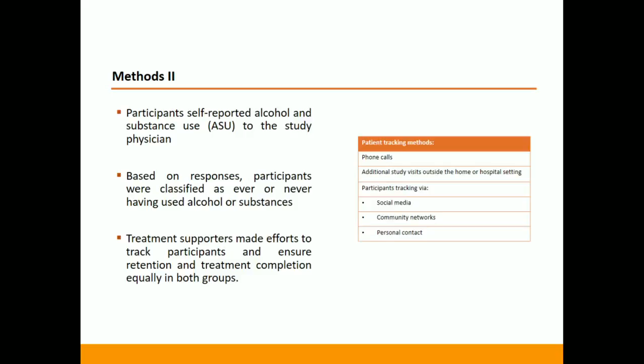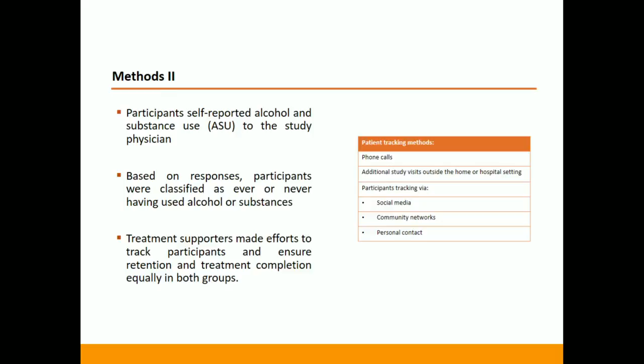We identified in the analysis those participants that self-report alcohol and substance use, that we call ASU now, through an interview made by physicians at the clinical site where we implemented the study. And based on the response they provided, we classified the participants in two different groups: ever consume alcohol or any substance, or never consume alcohol or any substance. And we implemented some support, increasing some effort to track the participants and ensure retention and treatment completion. We tried to do it equally in both groups.